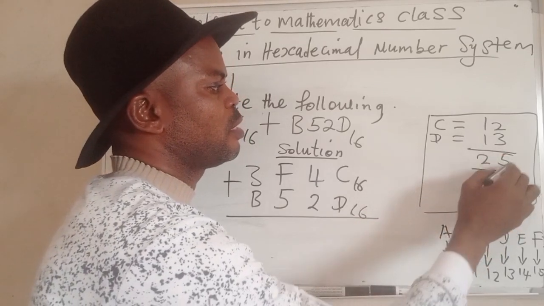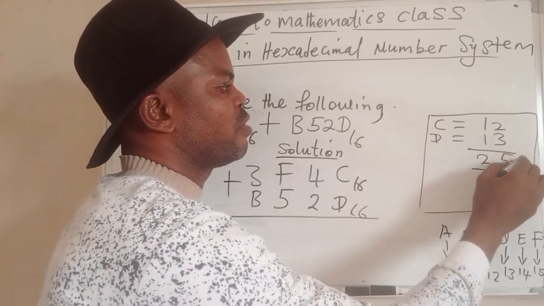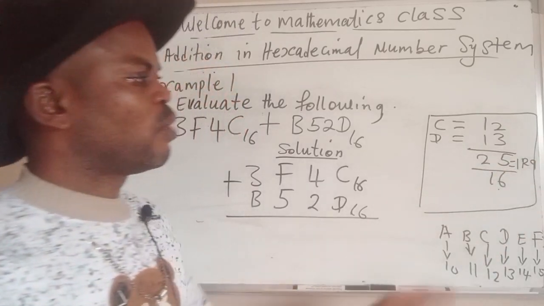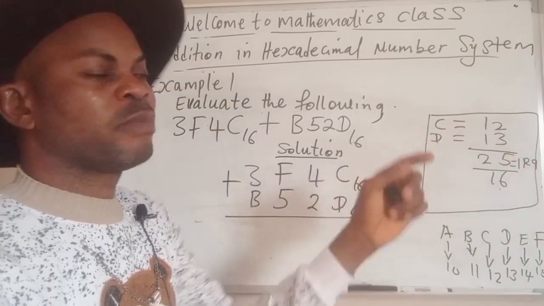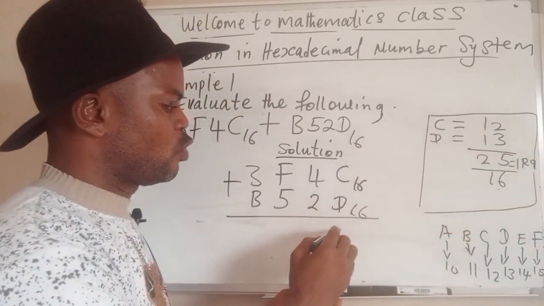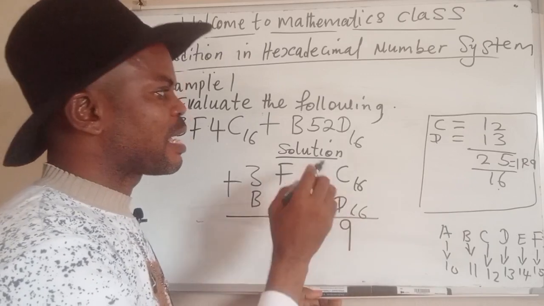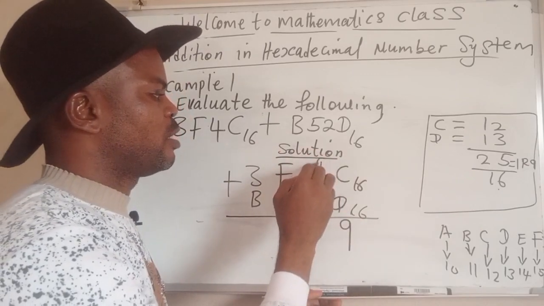25 divided by 16 will give you 1 remaining 9. When you subtract 16 from 25, what's remaining is 9. So you have 1 remaining 9. Write down the 9. Carry 1 over to the next line.